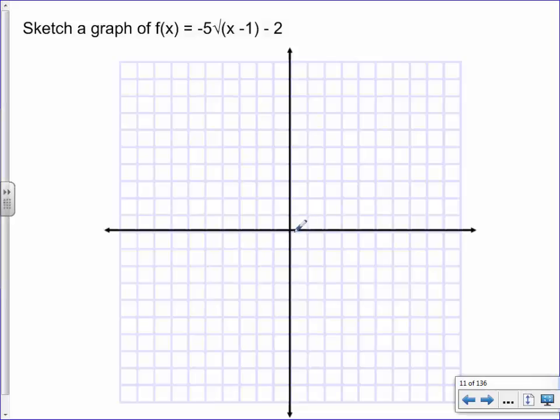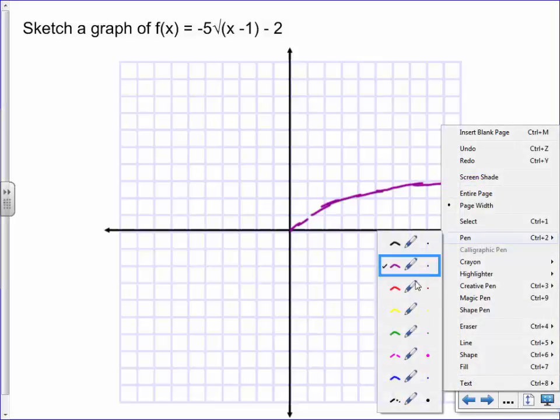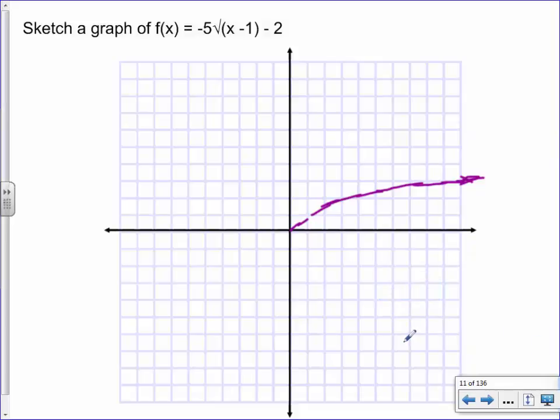What does a normal square root graph look like? Well, it looks roughly like this. So in purple, here's a regular looking graph. Now let's move it around. What do I do first? What does a negative do? Upside down. What's the 5 do? Let's do that together. Use your hands. What is that 5 going to do?